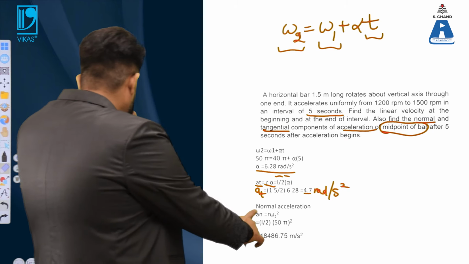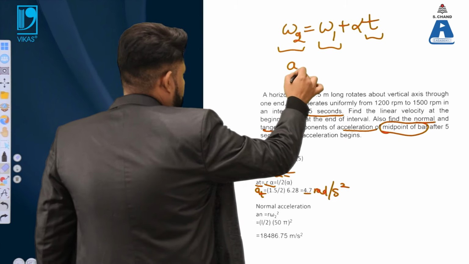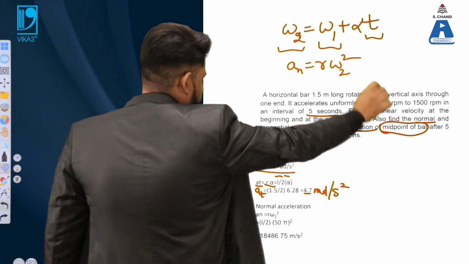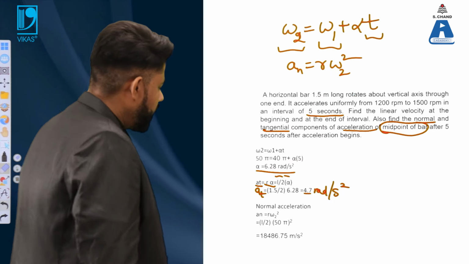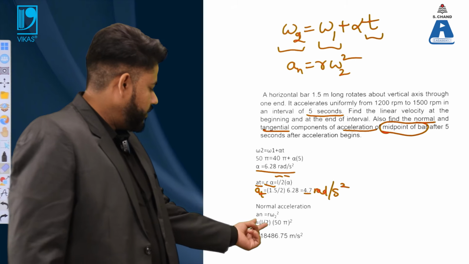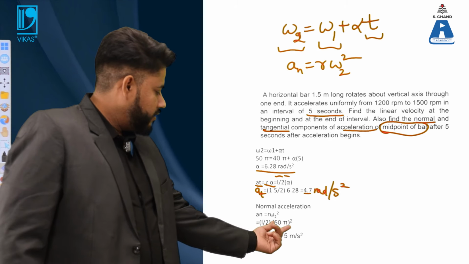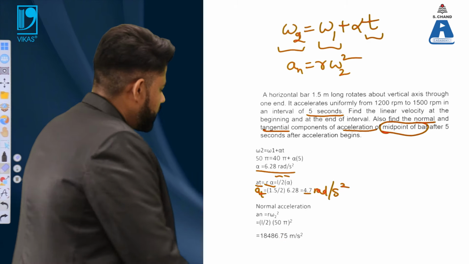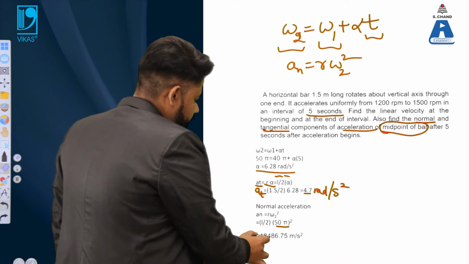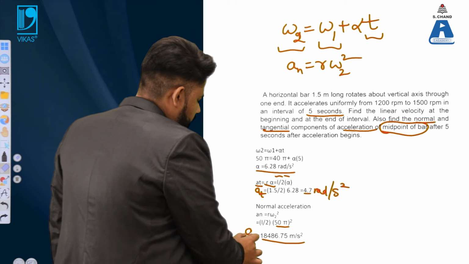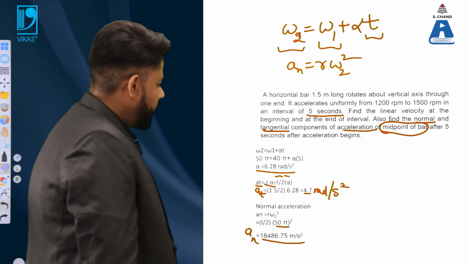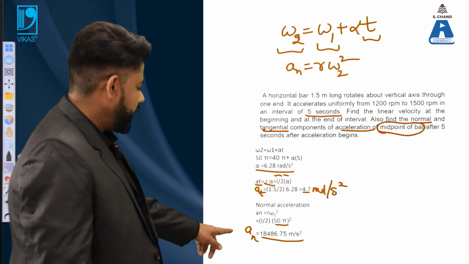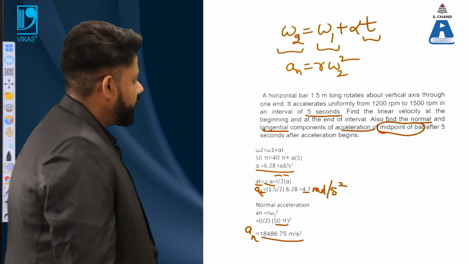For the normal component of the acceleration, you have to use this formula, which is r omega 2 square. Here r is L by 2 and omega 2 is 50 pi, so put in 50 pi whole square. On solving you will get the value of the normal component of acceleration. So what was required was the tangential component and the second, the normal component of the acceleration.